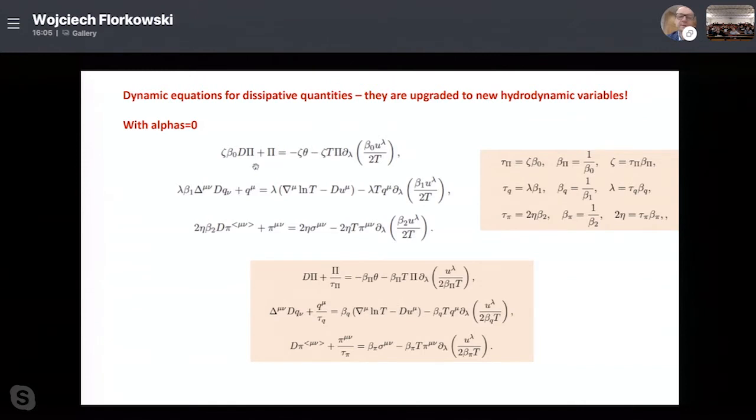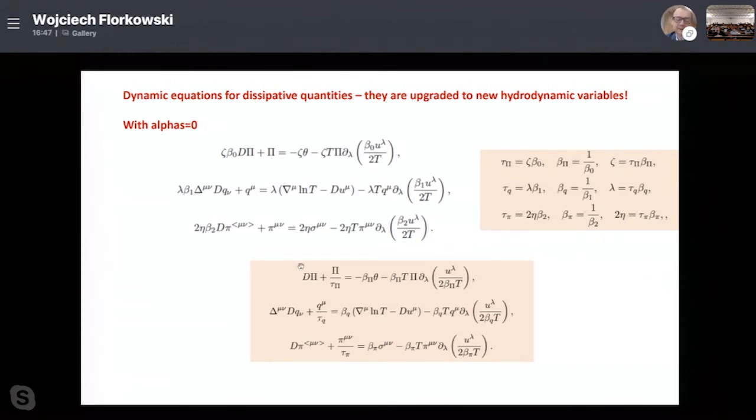So for instance, the first equation can be divided by the product of zeta and beta zero. Zeta we know, this is the bulk viscosity. Beta zero is the new coefficient, which appeared as a possible new term in the entropy current. Now, if we say that zeta times beta zero is a coefficient which has the dimension of time, then we can divide the first line by this product and get the formula which is in this box.